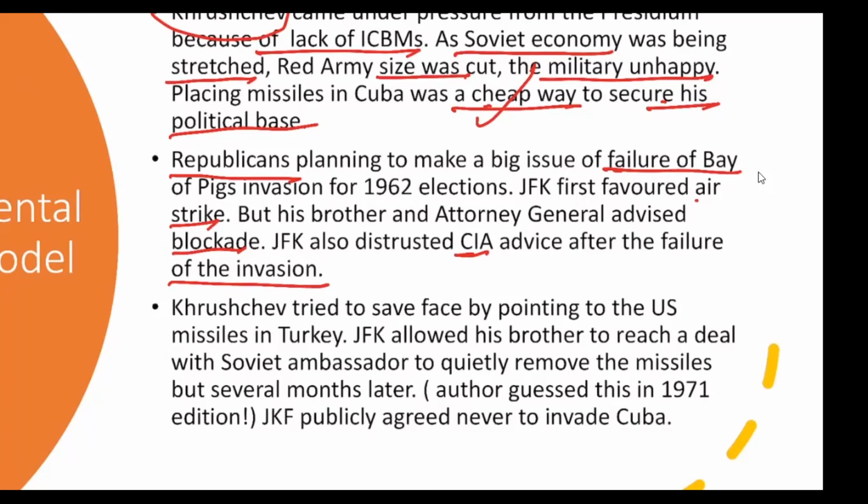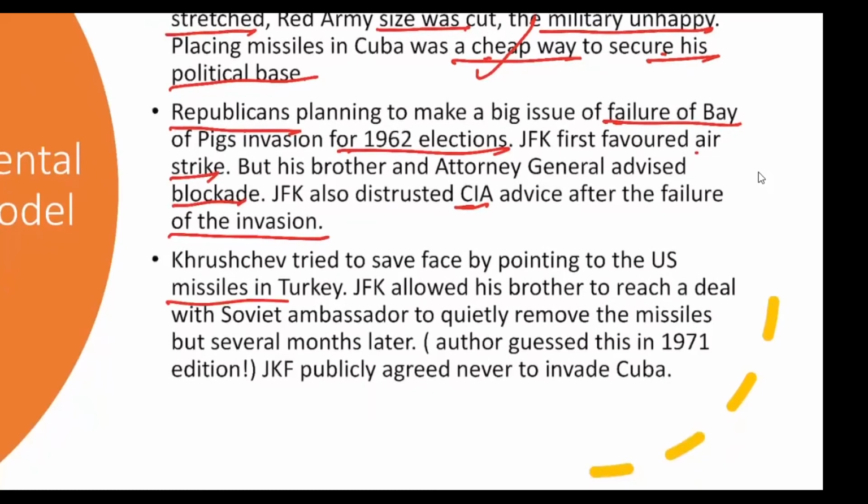So the decision of blockade was arrived at due to various pressures and pulls. Lack of trust with organizations, and then consideration of Republican opinion and things like that. And then Khrushchev tried to save face by pointing to the US missiles in Turkey. He tried to save face. This is not the same thing as Khrushchev placed the missiles because of this. So it's his explanation, not the cause.